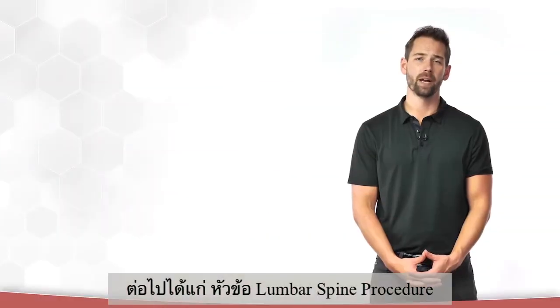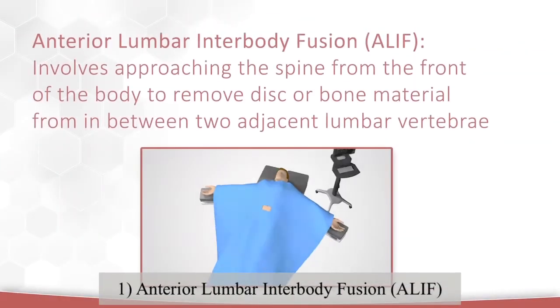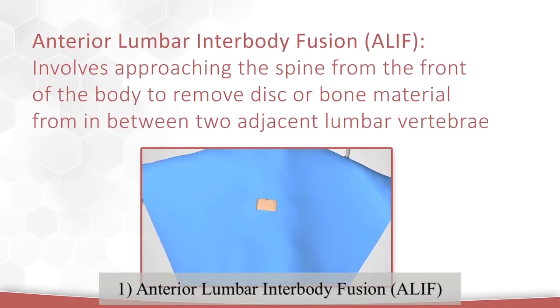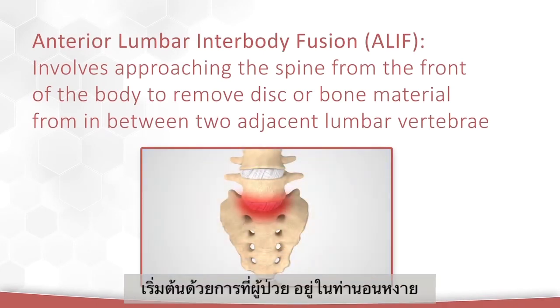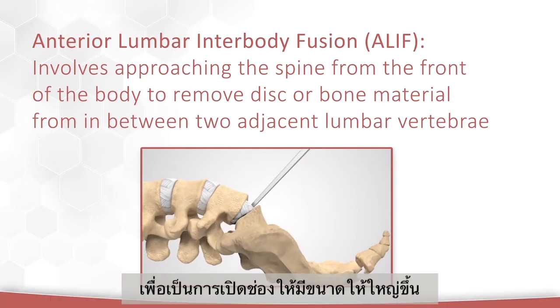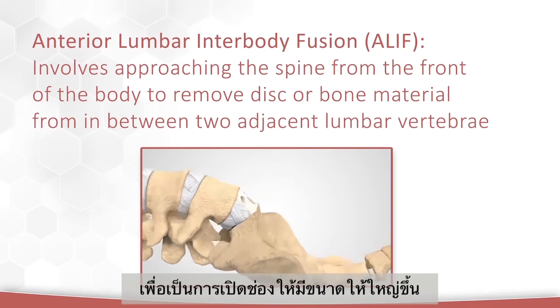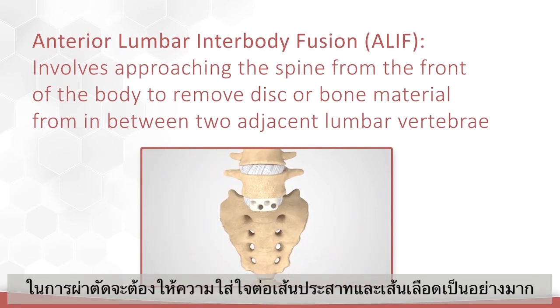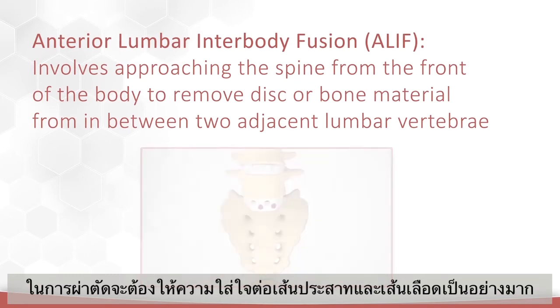Next are lumbar spine procedures. First is anterior lumbar interbody fusion, or an ALIF procedure. With the patient lying supine, an abdominal incision is made and a trans or retroperitoneal approach is performed to gain access to the diseased disc space or spaces. Careful attention is made to avoid both anterior nerves and vascular structures.